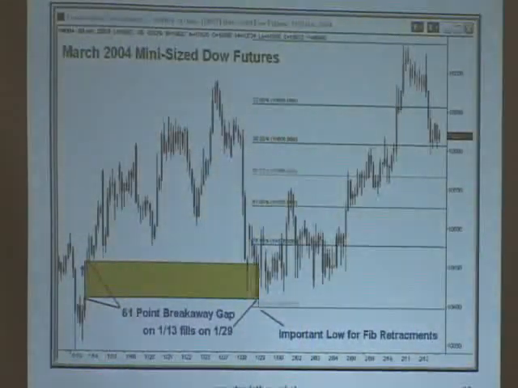Another example, just to see how tenacious these are. Here's a 61-point professional breakaway gap. Boom, the markets go higher. At this point, everybody who is waiting for the gap fill to get long starts getting sucked in right here. They can't take the pain of not participating any longer. They jump into the market.